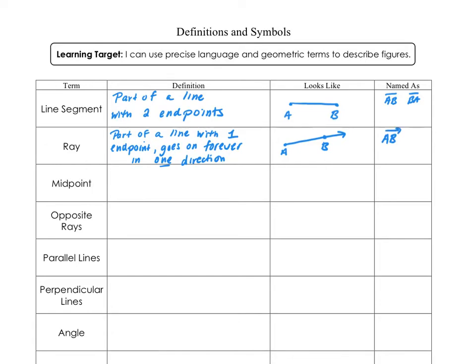The arrow that you draw over top of a ray always goes to the right. This is the only way to name it. So you want to name the endpoint first. And the arrow goes to the right.